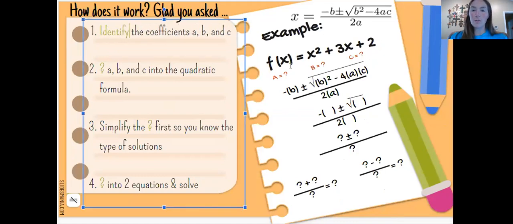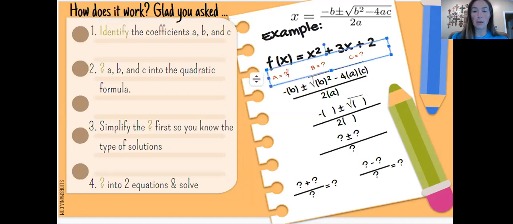Identify. So if I look at this, remember A is the coefficient that sits in front of the x squared. So in front of x squared in this problem is a 1. And again, it's not written there, but we know there's only 1 x squared there. Then the number in front of our x term is 3, so my B value would be 3. And then C is our constant that's at the end. This would be 2.